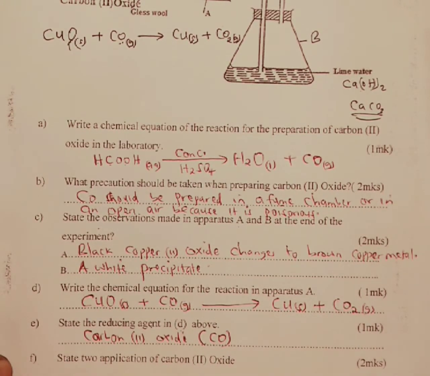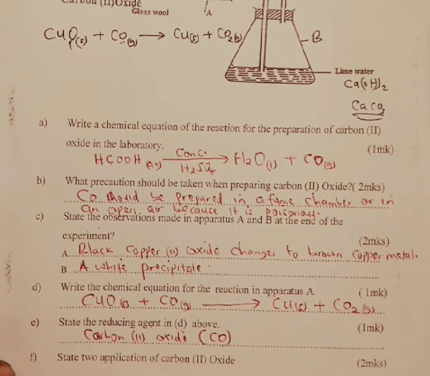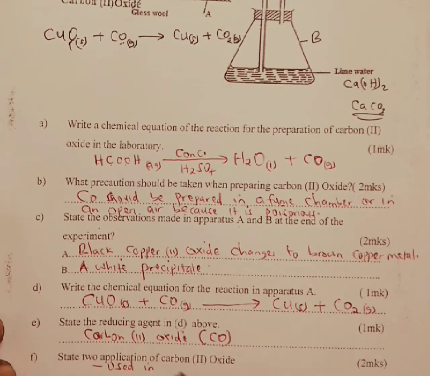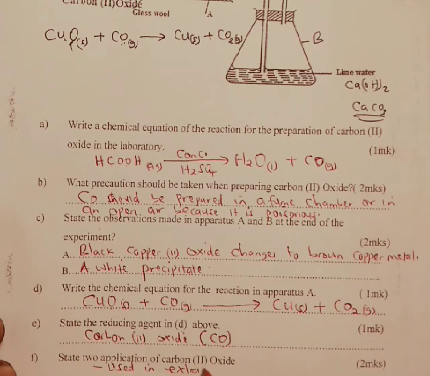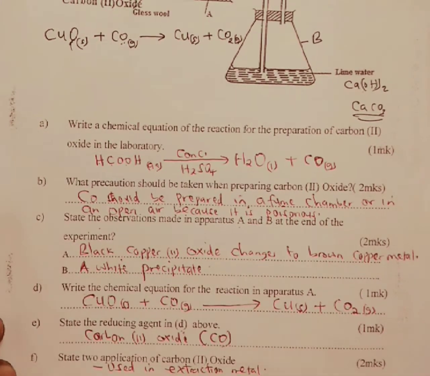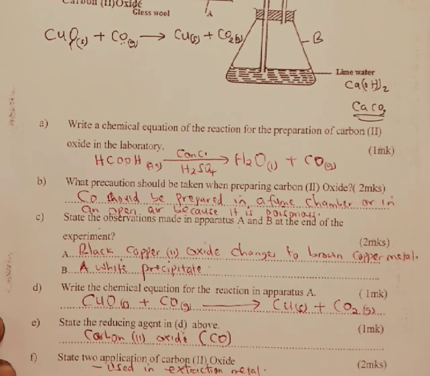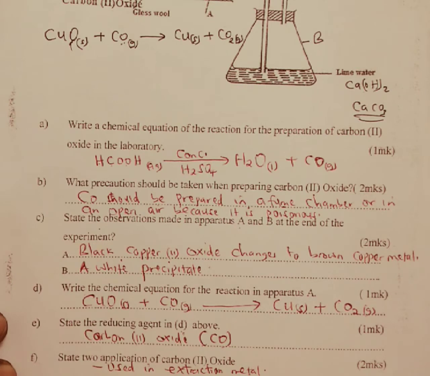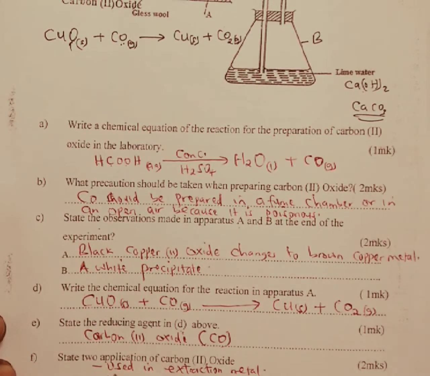Next, state the application of carbon 2 oxide. Carbon 2 oxide has several applications or uses. Number one, it is used in extraction of metals, which is one of the topics covered in Form 4. Another application of carbon 2 oxide is that it can be used as a fuel.